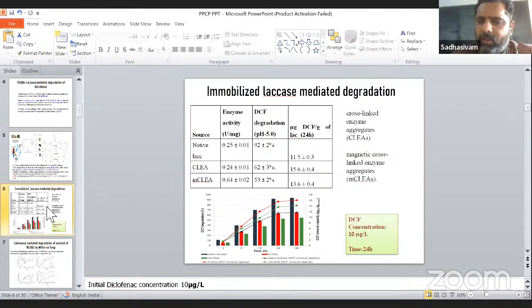So here they use 3 different approaches. In one study, they use the enzyme as it is, whereas in the next, the enzyme is conjugated with some sort of matrix. The third one is a magnetic carrier.